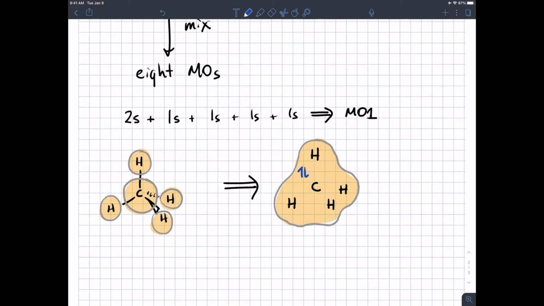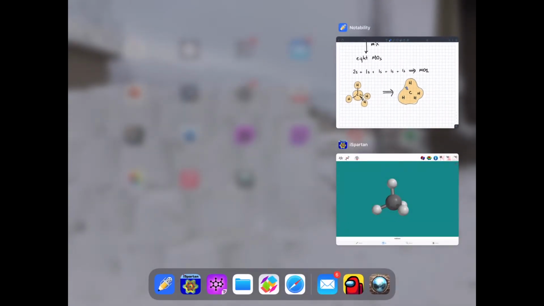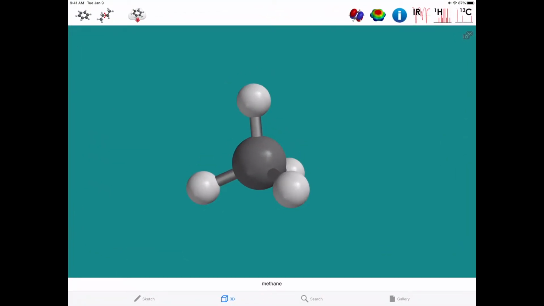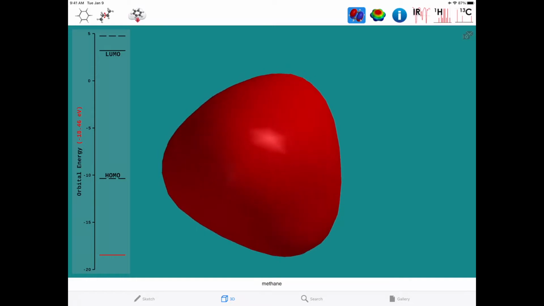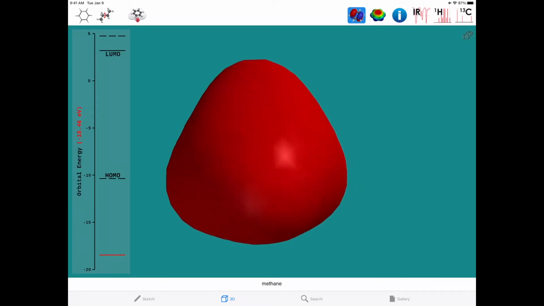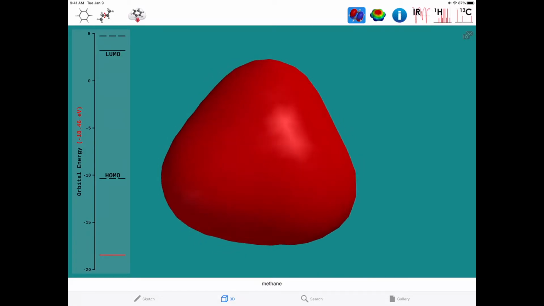My drawing may not do it justice, so I'm going to open up a program called Spartan that allows us to see what some of these MOs look like. Here is the methane molecule. This is the lowest energy orbital, the one that we just drew, where a pair of electrons is delocalized across the whole molecule and the wave function sign doesn't ever change. All right. Yes? So in reality, there are 8 of those. Yeah, there'll be 8 different molecular orbitals. 4 of them will be filled, and 4 of them will be empty.